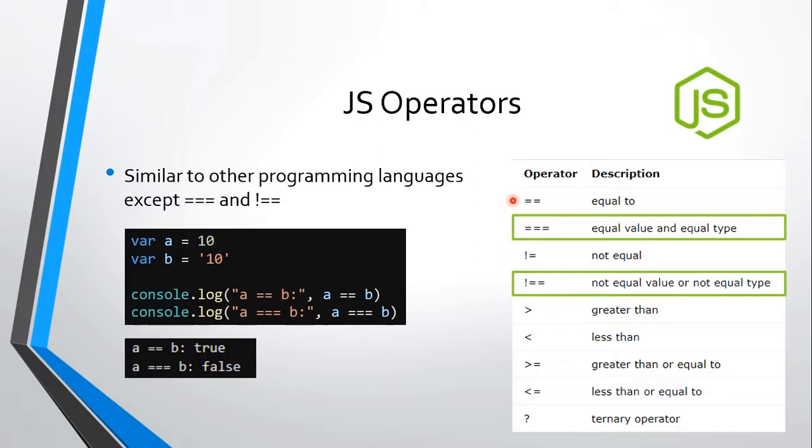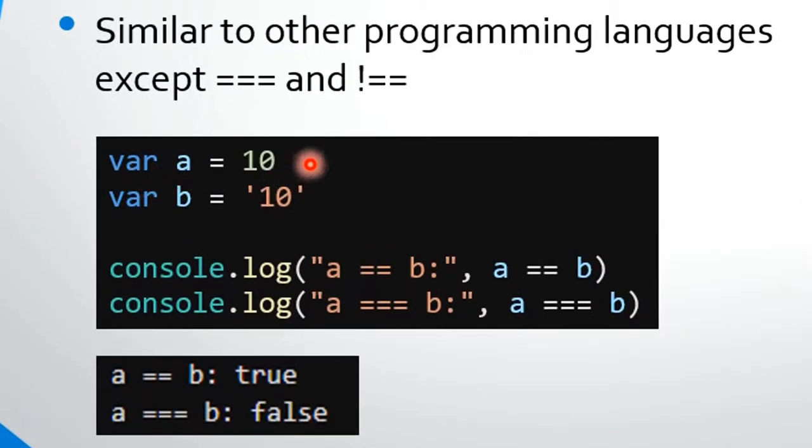So let's see what's the difference between the double equal and the triple equal, because that would be new for you if you are new to JavaScript. As we discussed, in a variable declaration, we can assign any type of value to a JavaScript variable. So this 10 as a string and this 10 as a number, they are actually equal if we compare with the double equal, although it's not equal in other programming languages because it's a string and it's a number. But in JavaScript, they are actually equal because their data is equal.